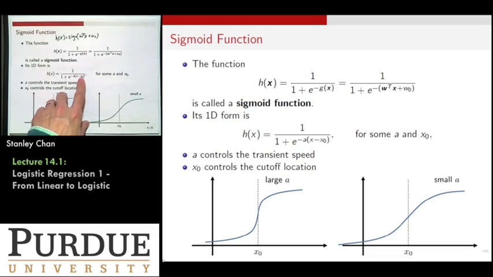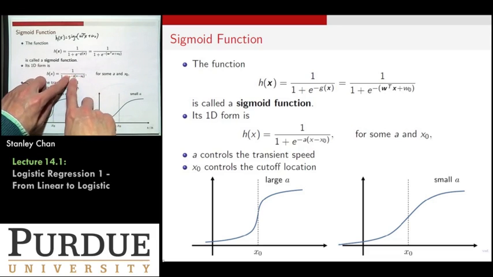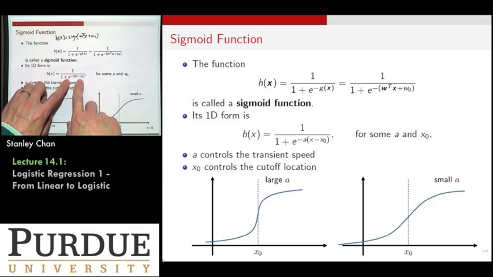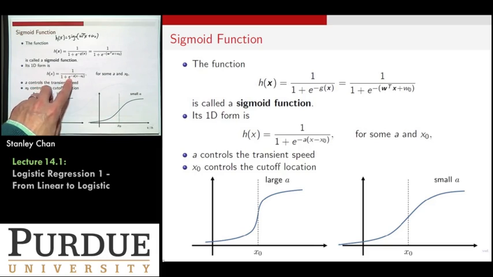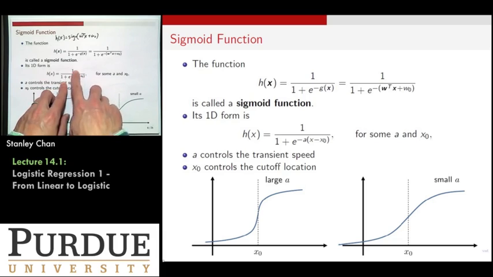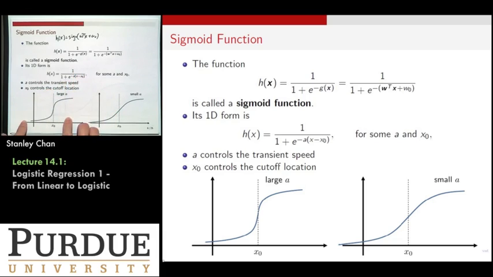Now let's look at this equation, x0. So you can imagine that I fix a, and then I sweep my x from minus infinity to plus infinity. When x is very, very small relative to x0, then what do you have? You have 1 over 1 plus e to the power a positive number, and so this will go to a very, very big number. So you have 1 over infinity, and therefore you go to 0.